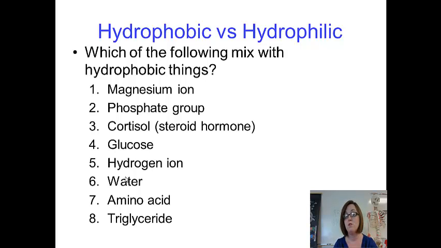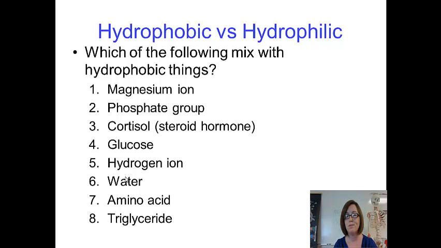Cortisol. Cortisol is actually a hormone that's released by the adrenal glands, and it's important in your stress response, and it helps with inflammation and other things. Cortisol is structurally comprised of a steroid, so it's made of a lipid, right? So cortisol is a lipid that's hydrophobic. So cortisol would mix with hydrophobic things.